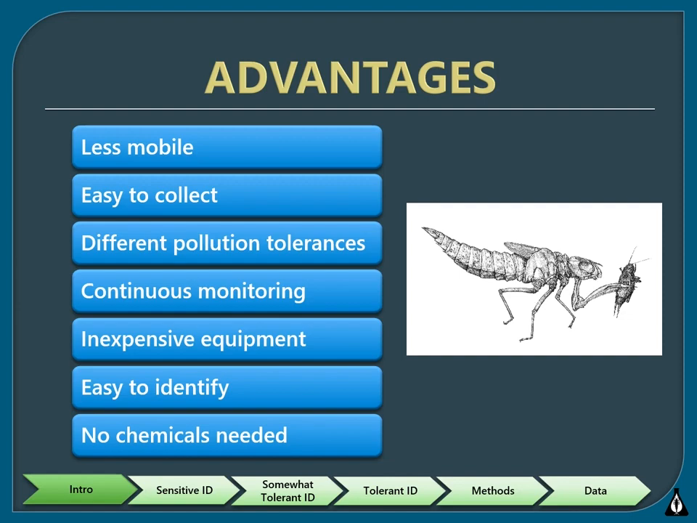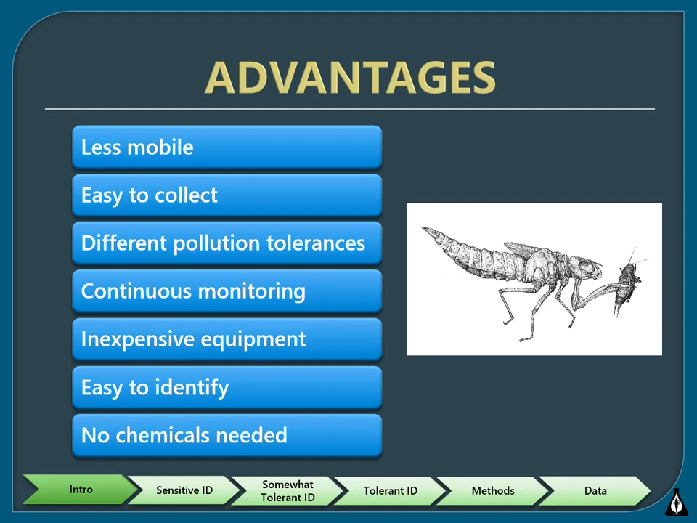Sampling macroinvertebrates allows for continuous monitoring. They are permanent residents of the stream. This makes them susceptible to pollutants present in the water. Chemical sampling only tells you what is happening in the stream at the exact moment you collect the sample. Some pollutants pulse through a stream due to variations in flow or to discharge from point sources that are released at intermittent times. The equipment needed to collect macroinvertebrates is inexpensive compared to chemical monitoring equipment.